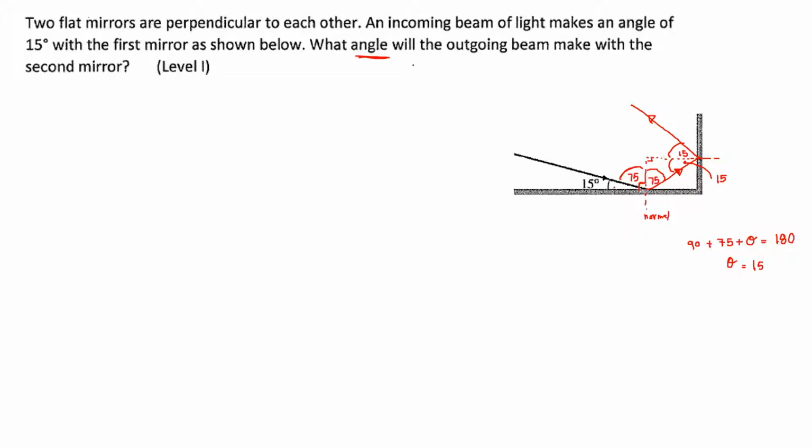But now we have completed this. Now let's see what they're asking. They want us to find the angle the outgoing beam will make with the second mirror. So they want this angle, right? They want us to find this angle. So what is this angle? This is 90, right? So if this is 90 and this is 15, this angle is 90 minus 15, which is 75.